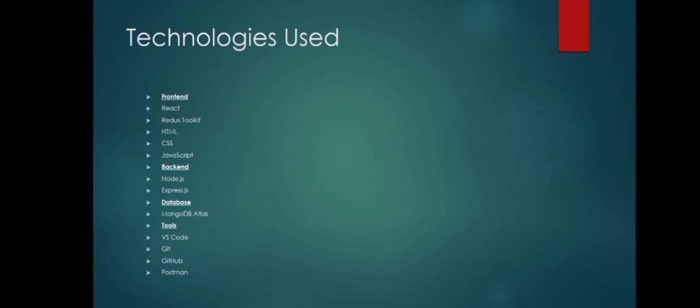Technologies used. Several technologies were used during this project. On the front end, I used React, Redux Toolkit, HTML, CSS, and JavaScript. Redux Toolkit helped manage application state efficiently. On the back end, I used Node.js and Express.js to build APIs. MongoDB was used as a cloud database. I also used Visual Studio Code as a development environment, Git and GitHub for version control, and Postman for testing the backend APIs before connecting them to the frontend.